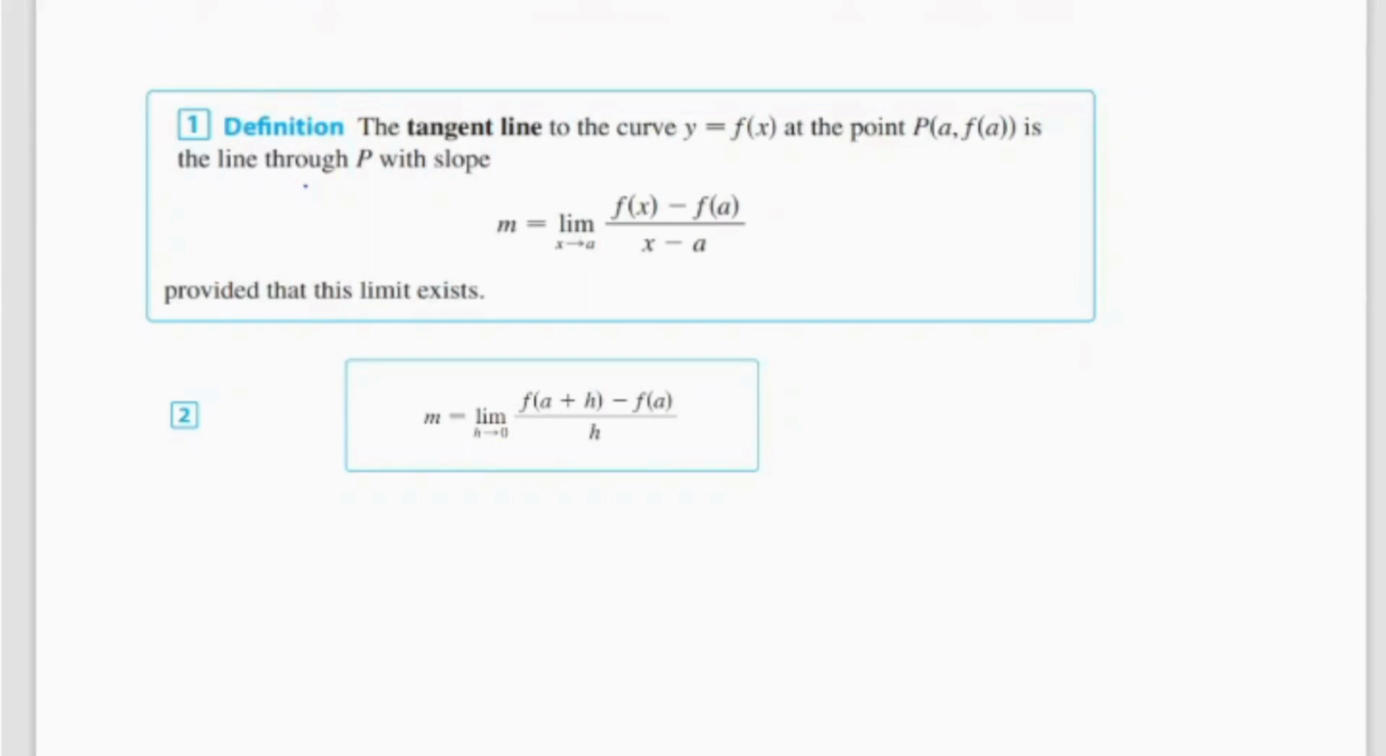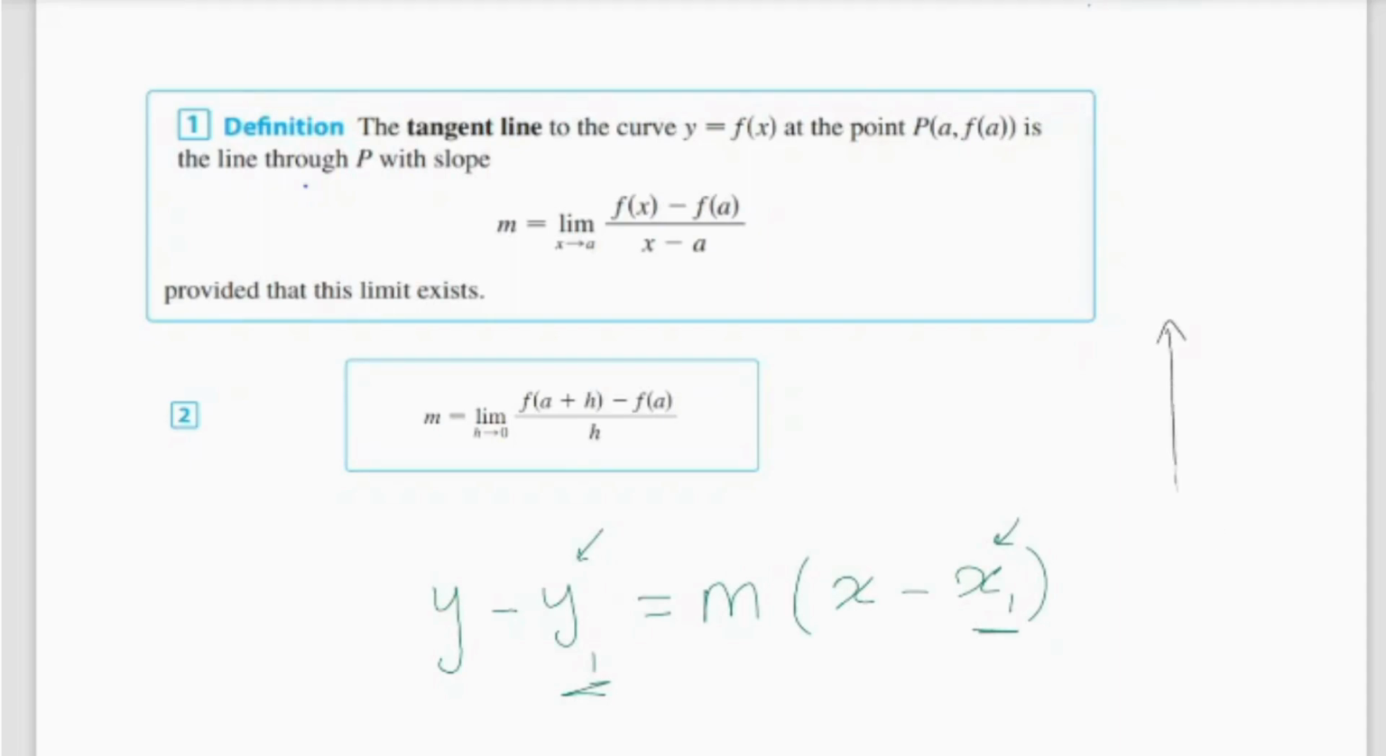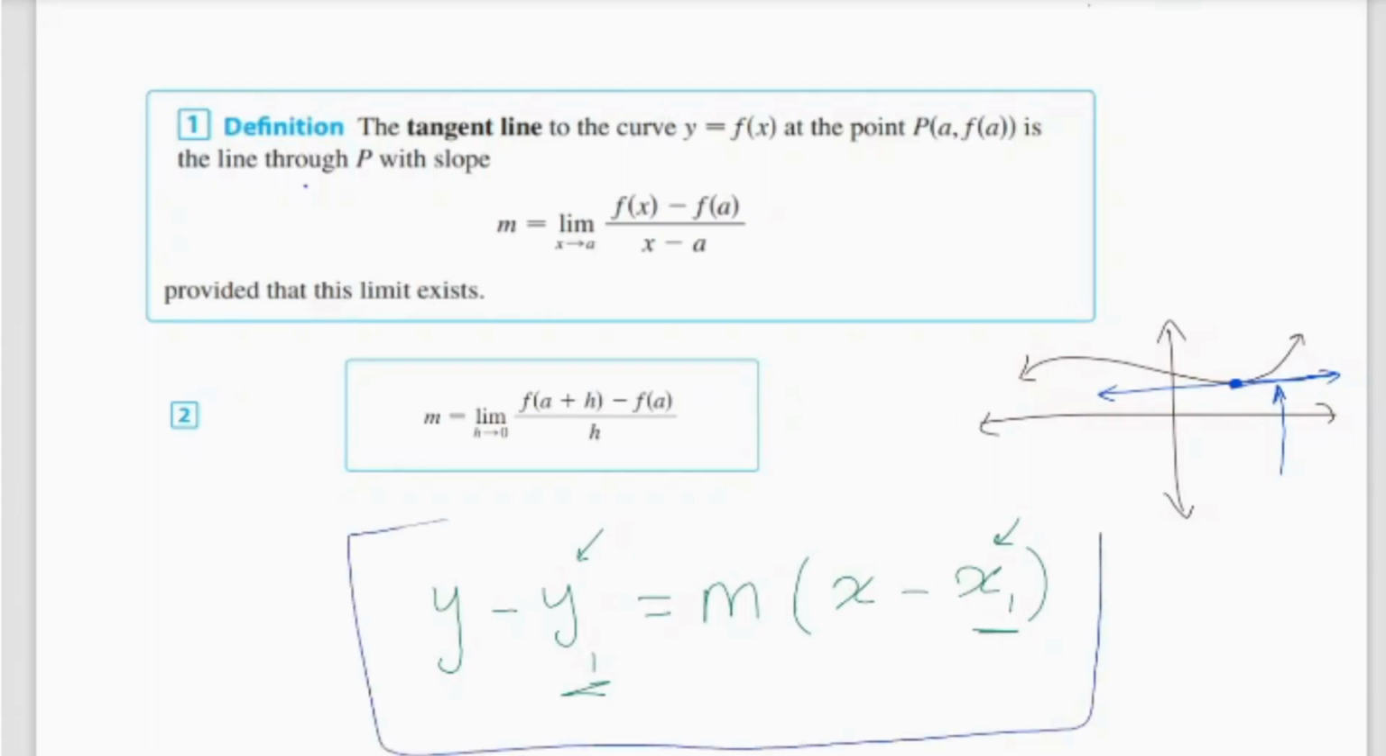Okay, since it's a line, we know that for any line in general, the equation of it can be written as y minus y1 is equal to the slope times x minus x1, where x1 and y1 are two real numbers which represent the point. So for example, if I want to find the tangent line of that curve at this point, this will be my tangent line, and for this tangent line I need to find the equation of that line. So the general form for that equation will be this.